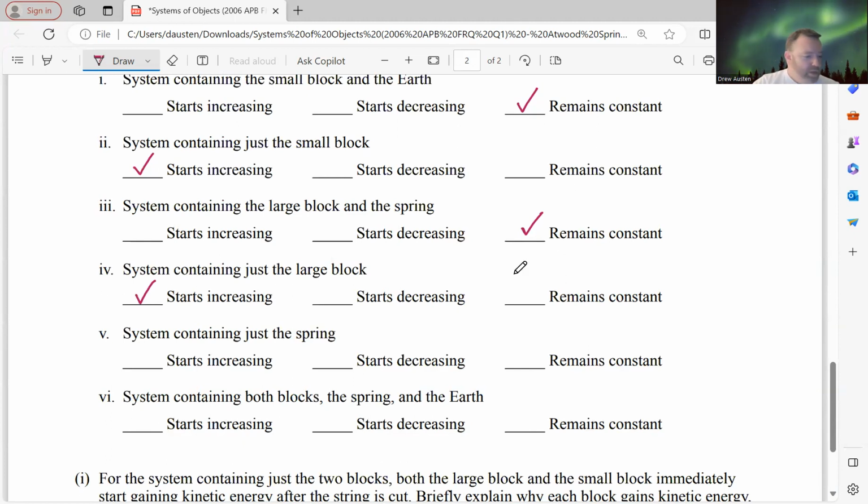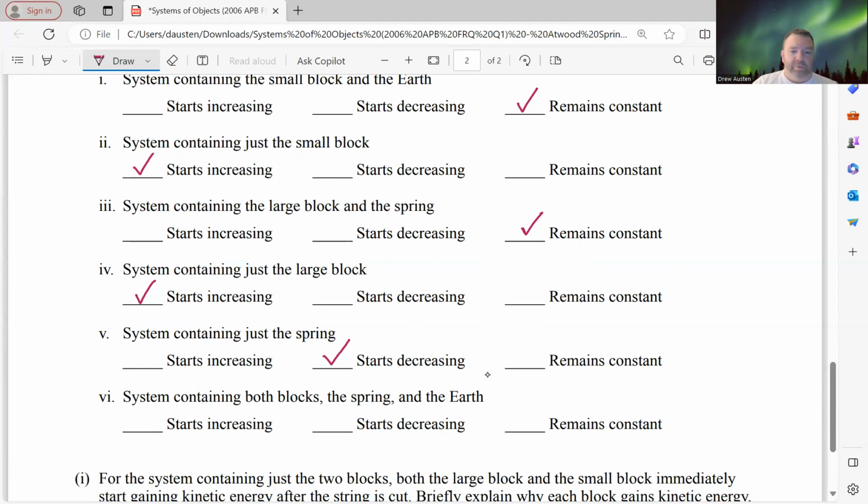If we consider the system containing just the spring and nothing else, the spring is initially stretched, and now it's becoming less stretched when that string is cut. Because the elastic energy is decreasing, and that's the only energy we have in the system, the mechanical energy is going to be decreasing.